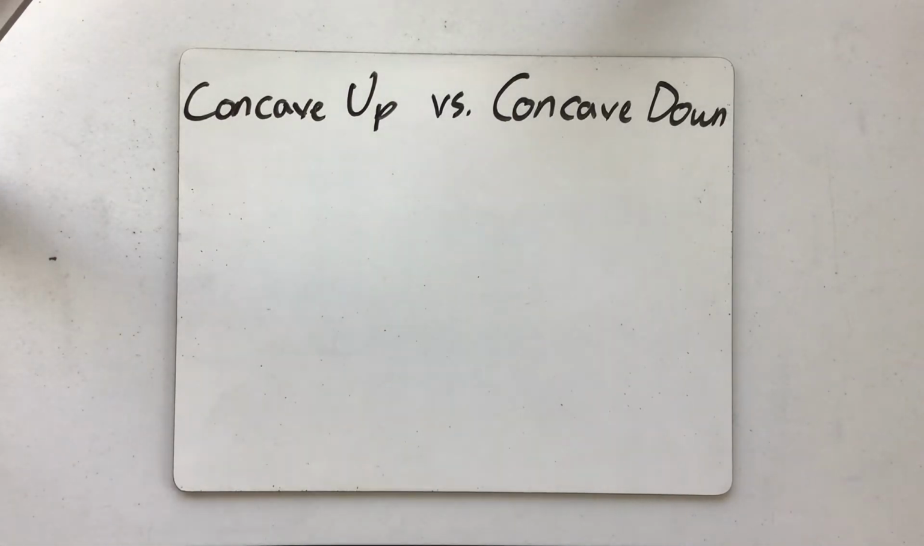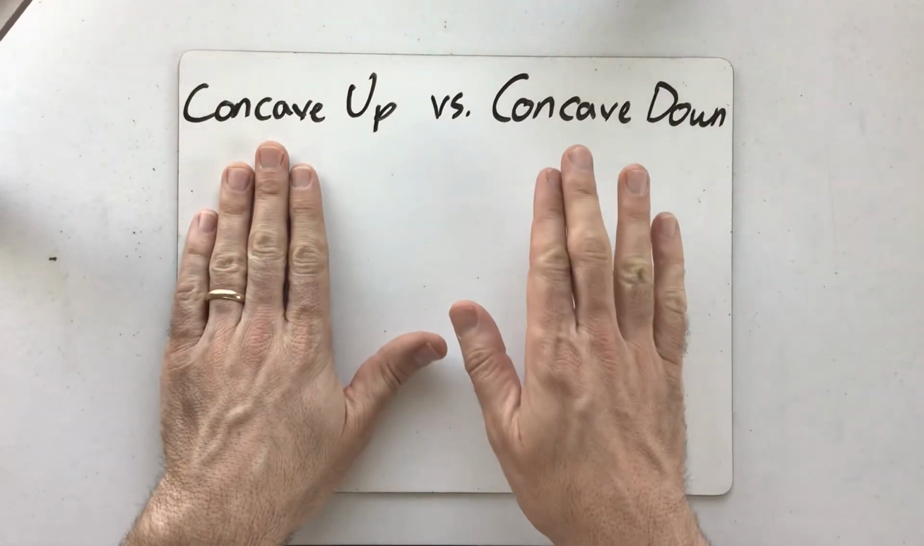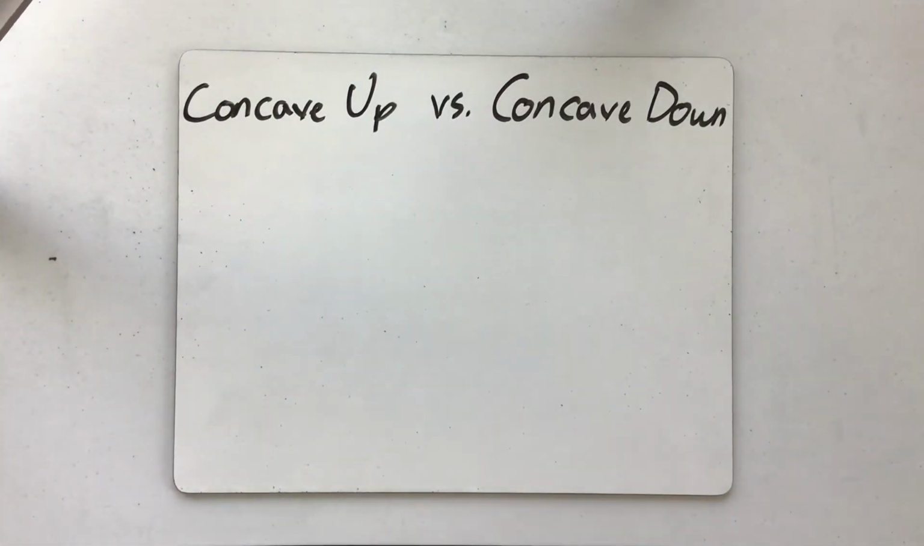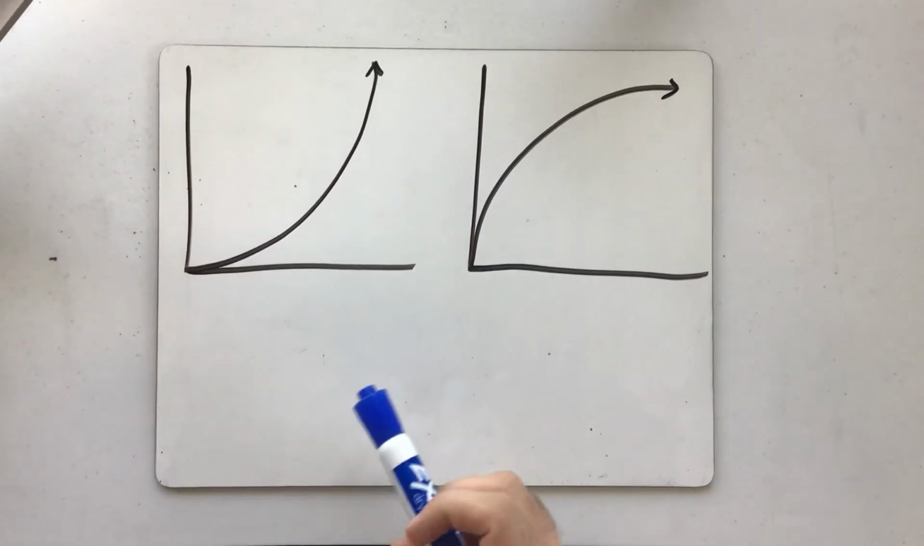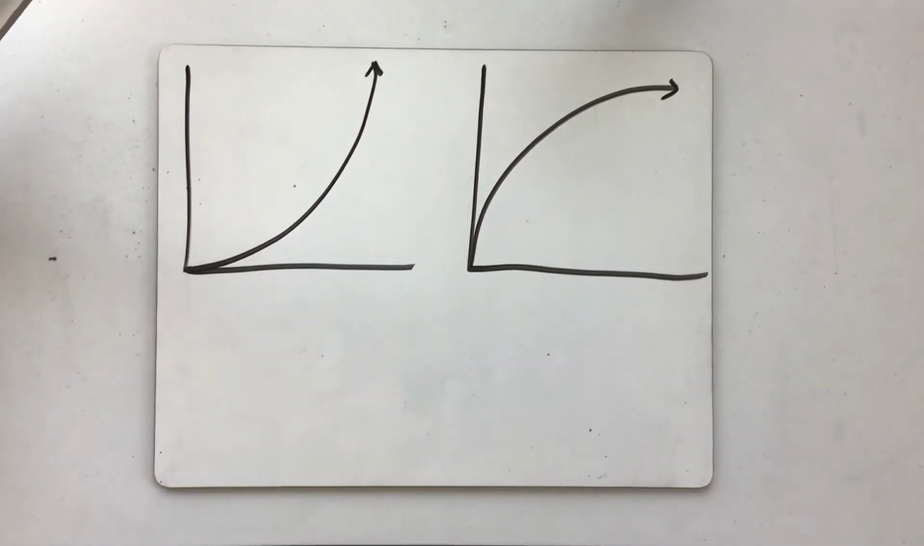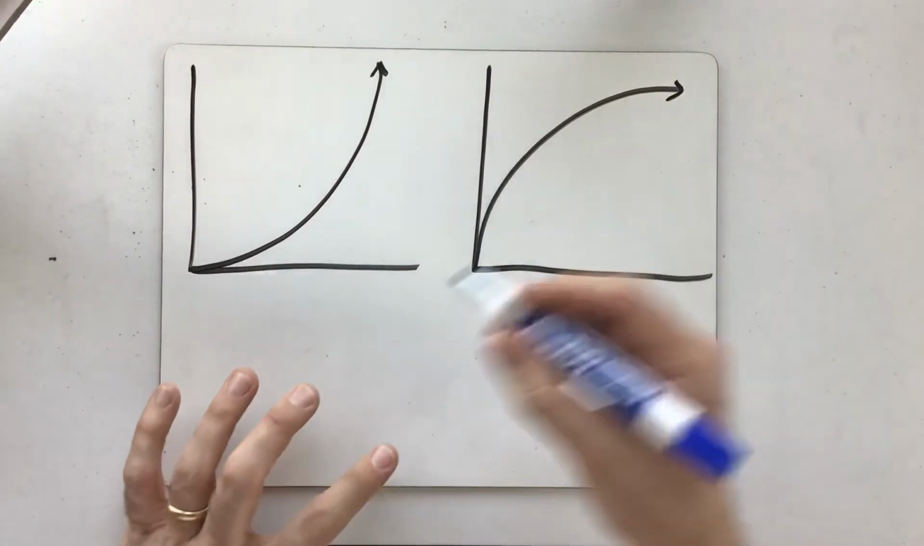For this second part of section 3.3, we're going to talk about the ideas of concave up and concave down. To begin with, I have these two graphs that I wanted you to look at last time. I want you all to ask yourself, what is similar and different between both of these graphs? Well, the first thing you'll see is that both of the graphs are increasing. Both the graphs are always going up.